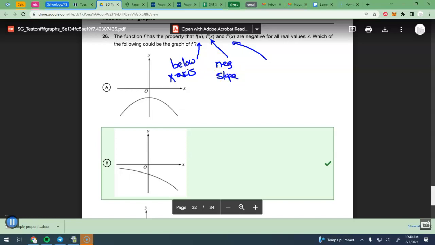And then if f double prime is negative, what does that mean? Concave down. So I've got my negative slope and concave down. I know from my pieces that looks like that. And then I've got to be below the axis as well. So I've got to have that shape below the axis, so that lands us at B. Good? All right. 27?